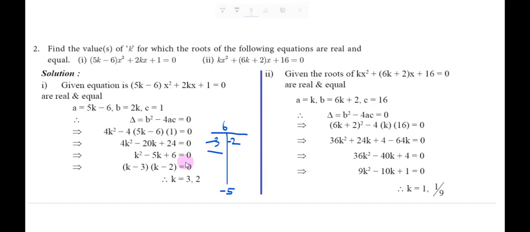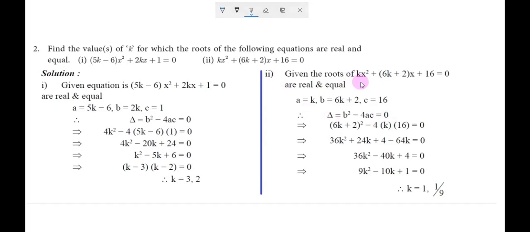So by here we have k square, you know, so k by k, by denominator to numerator we should take, so k minus 3 into k minus 2 equal to 0. So k equal to 3, k equal to 2. Understood? The same way we may solve the next one. Kx square plus 6k plus 2x plus 16 equal to 0. Here the roots are real and equal, so real and equal means del value equal to 0.